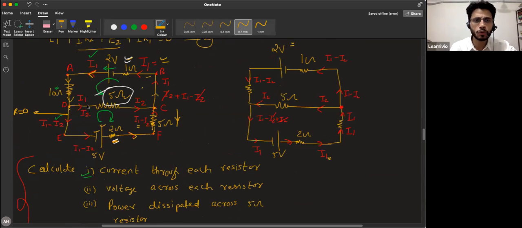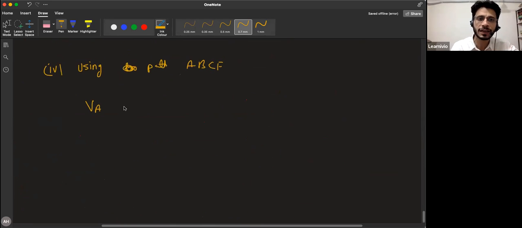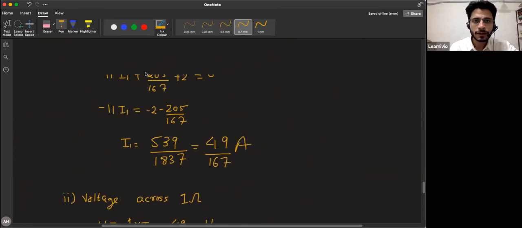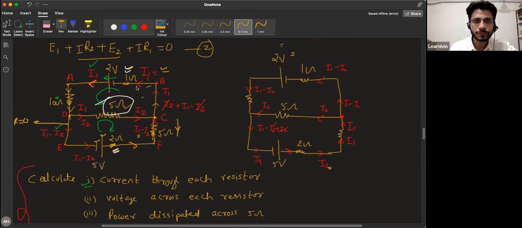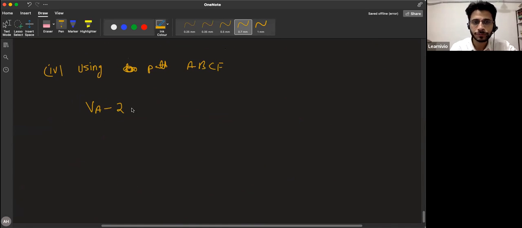Then we will move from A to B. When you are going from E to B, you have a cell and a resistor of 1 ohm. When you go through this cell, you are going from higher to lower terminal. That's fall in potential, which we take as negative. Then again, there's a 1 ohm resistor. Current is going from B to A, but you are going from A to B. You are going in a direction opposite to the direction of current. So the voltage drop will be positive. So it will be 1I1.